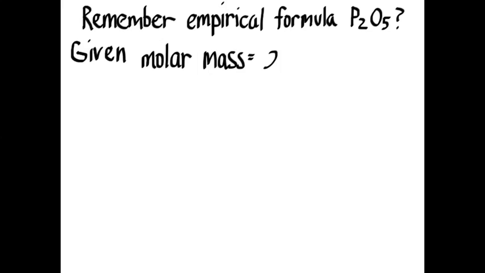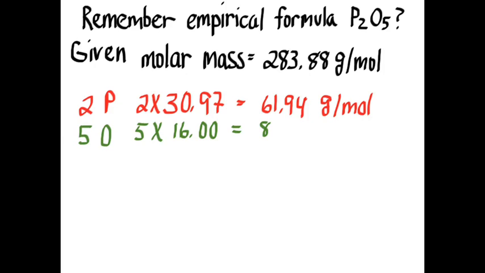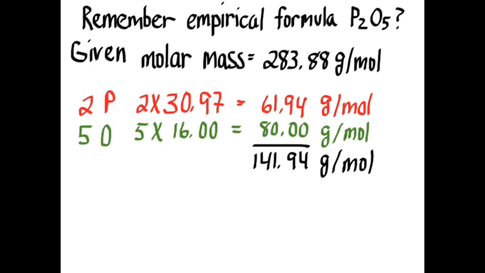Remember the problem we did in the last tutorial, the empirical formula for P2O5? It was tricky at that time because it involved a fraction. Well, there's more to that problem. We know that the molar mass of that compound is actually 283.88 grams per mole. Let's figure out the empirical mass. 2 phosphorus, 5 oxygen, and we get 141.94 grams per mole.